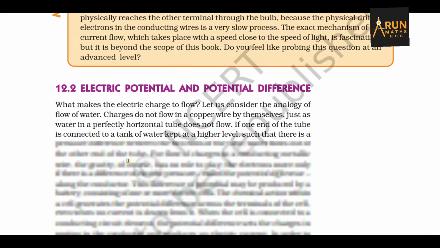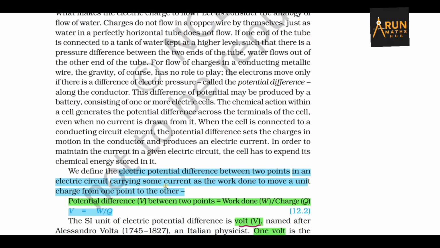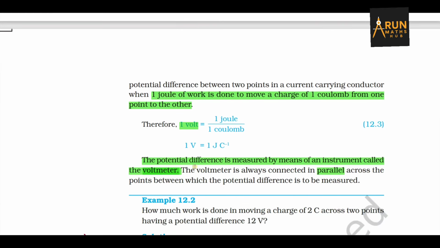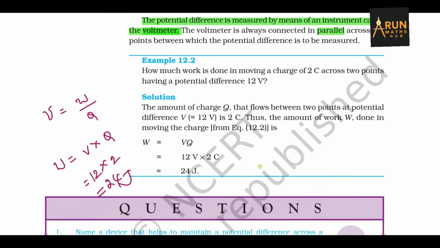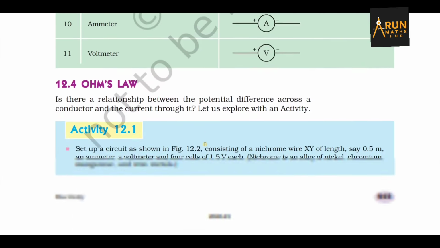And what we had is the concept of electric potential and potential difference. V equals what? W by Q. Define 1 volt. What is a voltmeter? How is it connected in a circuit? It is always connected in parallel. And circuit symbols for 1 mark.